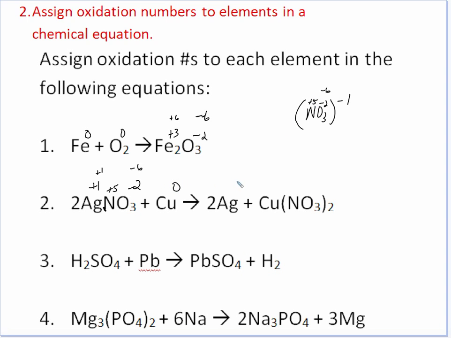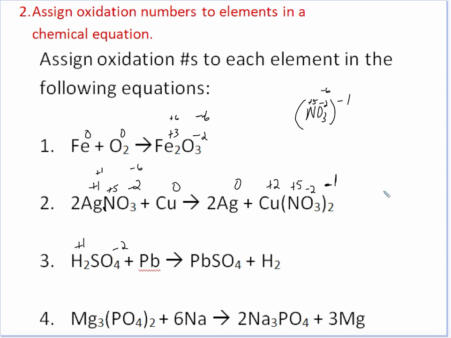Copper by itself is 0. Silver is 0 by itself. Copper can be +1 or +2, but we know the nitrate ion is always -1, and we have 2 of those, so this copper must be +2. Then we just did nitrate up here, nitrogen is always going to be +5 in it. This oxygen's -2.